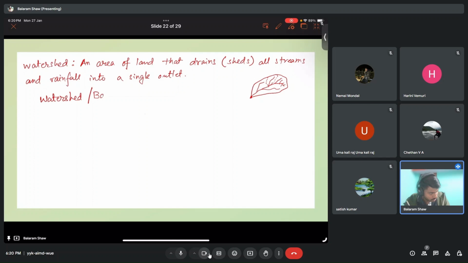What is hydrology? Hydrology has two words in it: hydro and logy. So that is the study of water, right? Hydrology is defined as the study, or let's say science, which deals with the occurrence, circulation, distribution, and characteristic properties of the water. Okay, so let me write that.